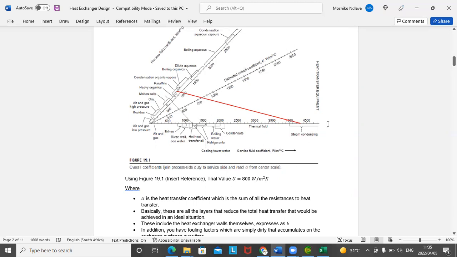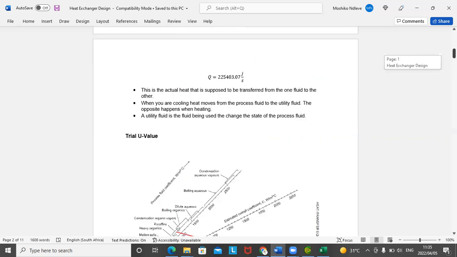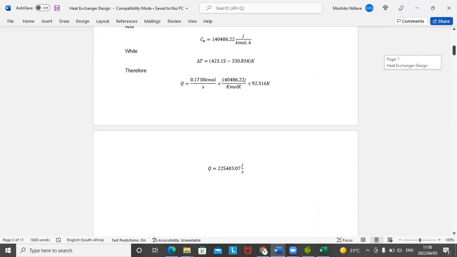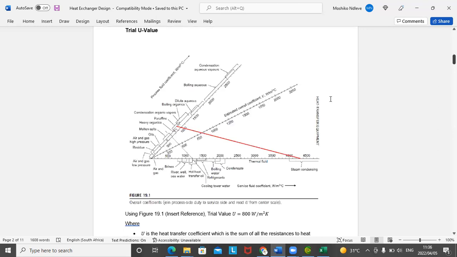Because we're using condensing steam, between 4,900 and 4,500, I chose that point, and then you draw a straight line to your process fluid. So what are we dealing with? We're dealing with ethanol, which is a light alcohol. Let me see if we are in the region. I placed it with the paraffins, which could be a bit wrong. It would be more suited in the region of your boiling organics, but you still come out to around the same number, between 800 and so.